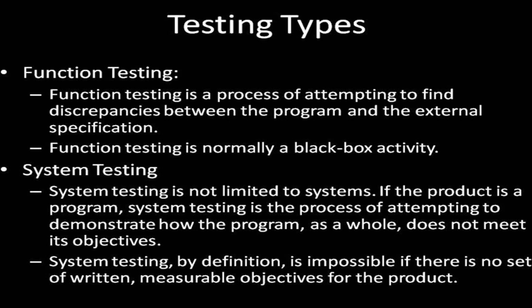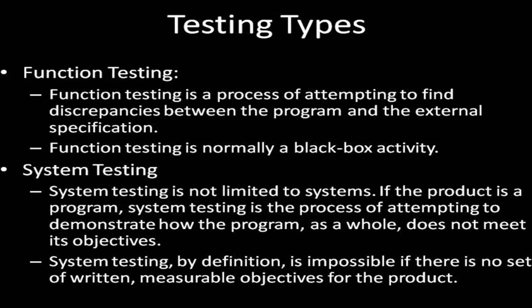1. System testing is not limited to systems. If the product is a program, system testing is the process of attempting to demonstrate how the program, as a whole, does not meet its objectives. 2. System testing, by definition, is impossible if there is no set of written, measurable objectives for the product.